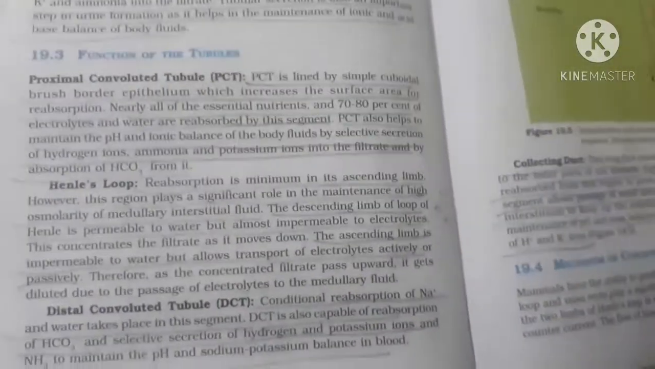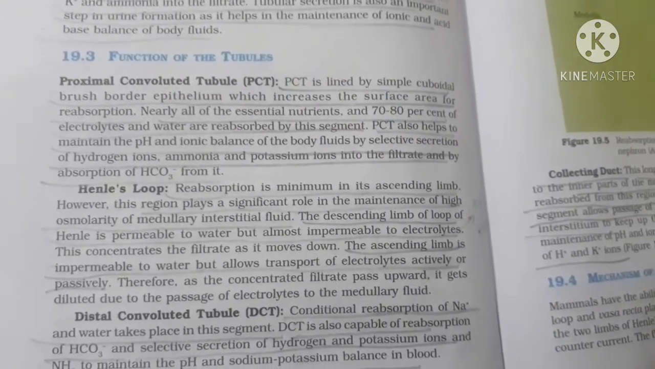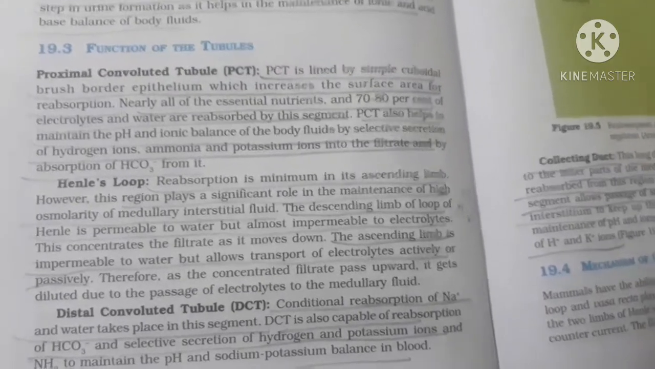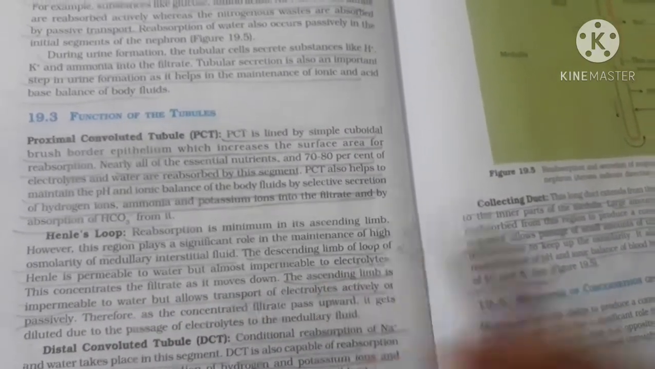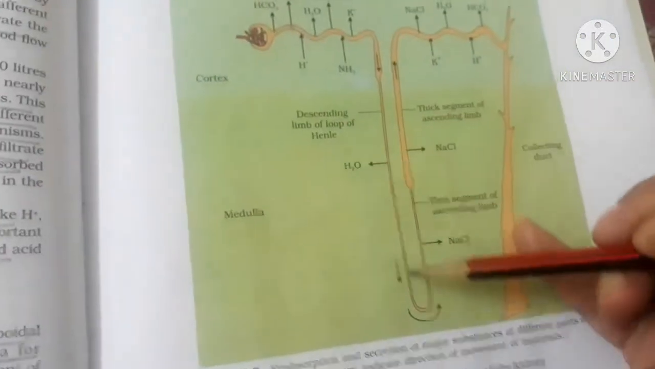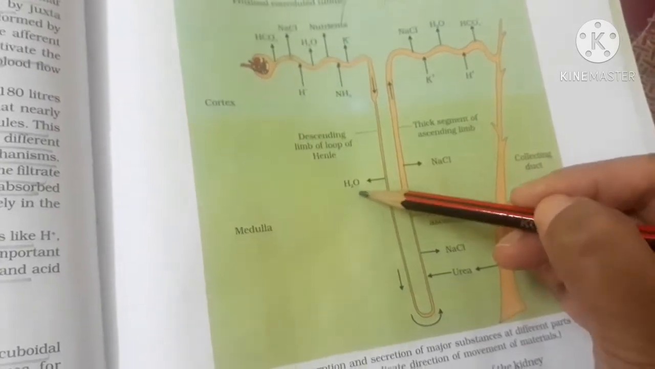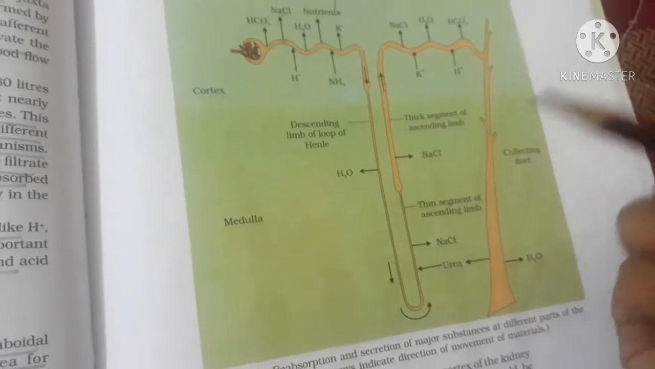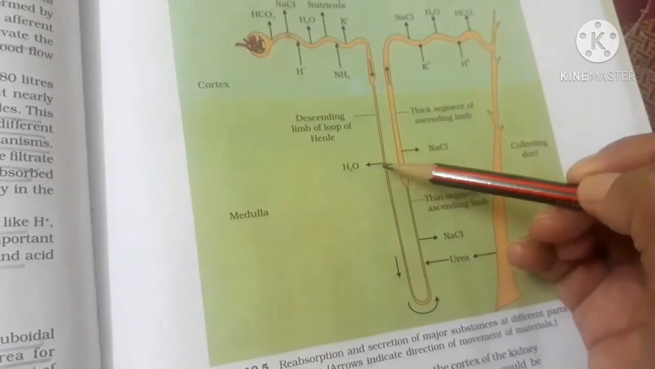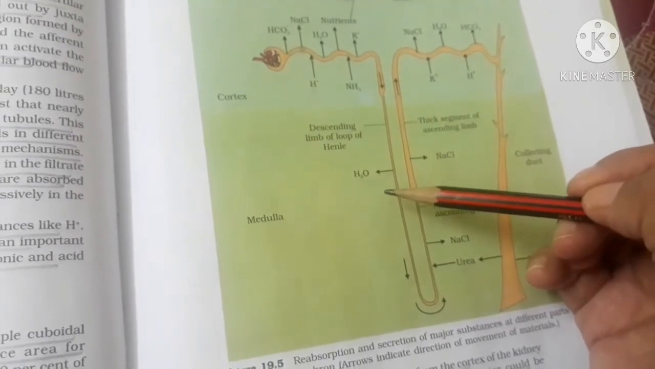So what happens actually here? See, in the ascending limb, minimum reabsorption takes place, ज़्यादा कुछ reabsorb नहीं होता है. So the main role is performed by usually the descending limb. Actually the descending limb is, you can see here, permeable to water but impermeable to electrolytes. That means in this descending limb, water can be reabsorbed to the medulla or the bloodstream, but the electrolytes are not moved. I mean the ions, okay, like sodium, chloride, all these are not moved. Only water, for water it is permeable, but for electrolytes it is not permeable.